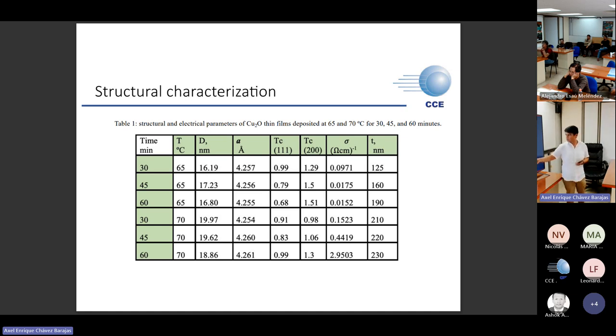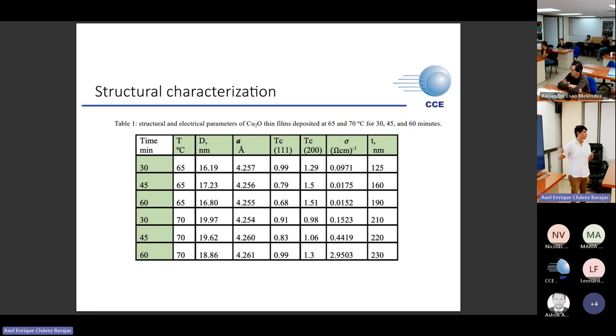So as you see, we obtain a higher conductivity, which is around one order of magnitude higher, and in the case of the other temperature, even two or three orders of magnitude. This is very interesting because when you develop a solar cell, according to the n-type material, you have to deposit a second material, or a p-type material, which is around two orders of magnitude higher in conductivity than the n-type material.